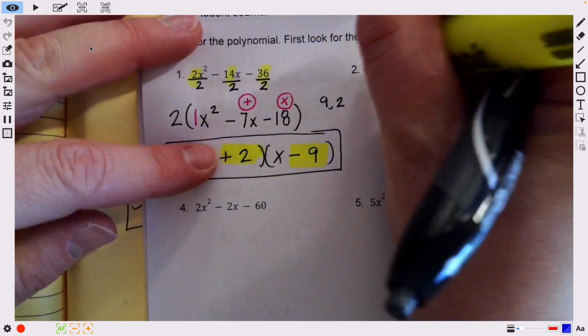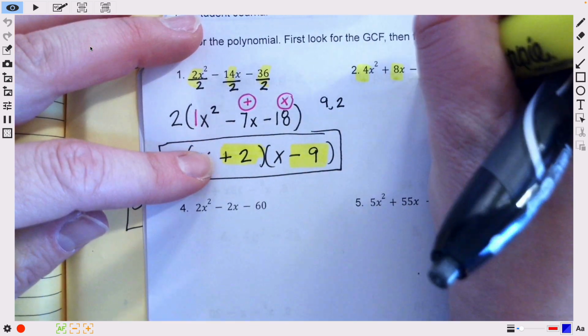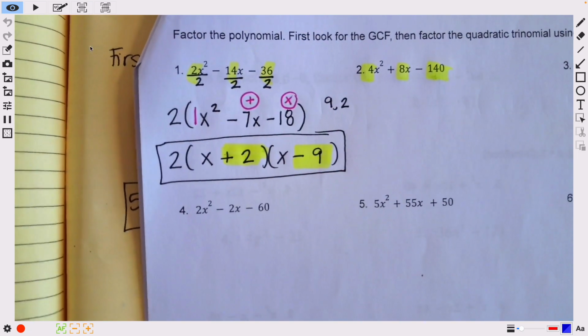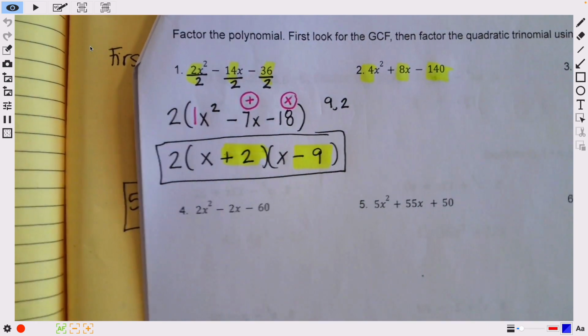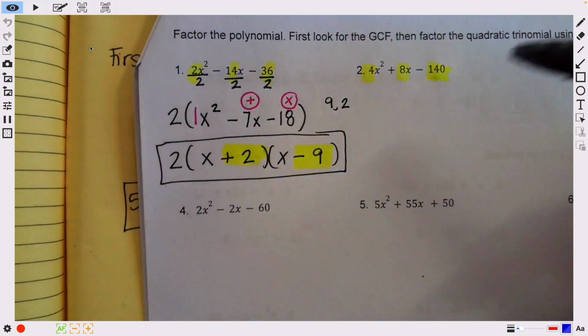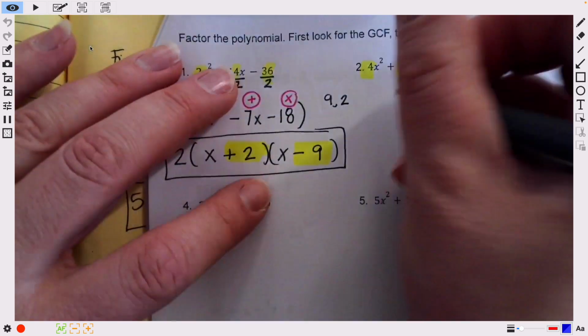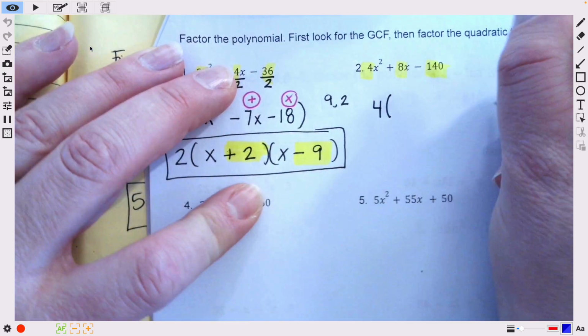Okay. Now, number 2. I know they're all divisible by 2, but I'm curious if they're all divisible by 4. I don't happen to know off the top of my head if 140 is divisible by 4 evenly, so I'm going to ask you guys to use your calculator to figure it out. Can you divide 140 by 4 and get a whole number? You can? Beautiful. Then we're going to take a 4 out of all of this.